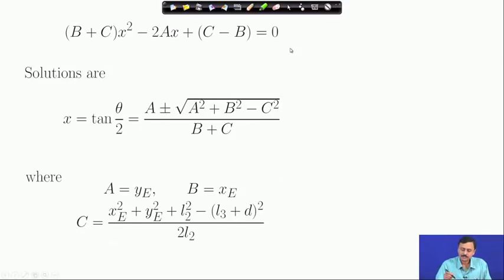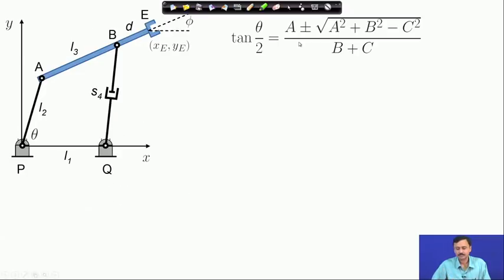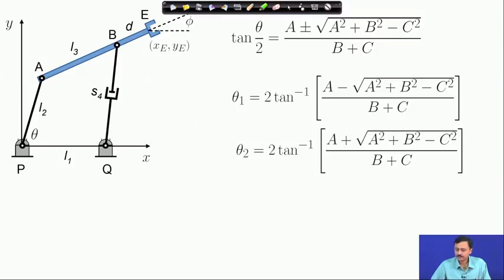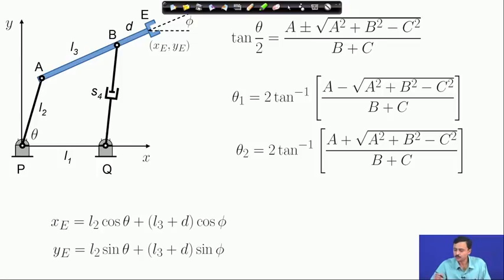Which has solutions in terms of A, B, C, which are completely known to us. We have two solutions, as you can see again here. So, once we have these solutions, we can obtain theta, the two solutions of theta, theta 1 and theta 2, in terms of tangent inverse of this expression. So, for that again we need to use the A tan 2 function.